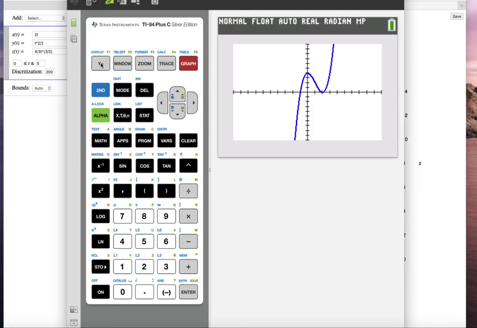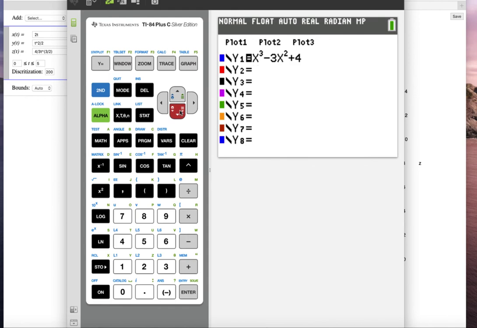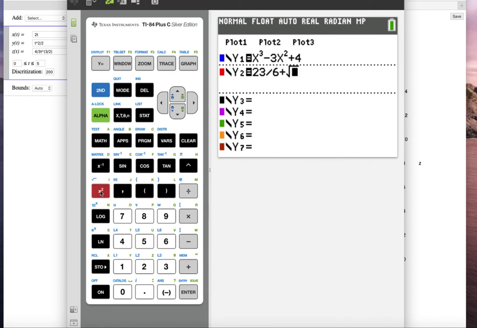So we're going to have y equals 23/6, and we'll start off with plus the square root of 1/36.